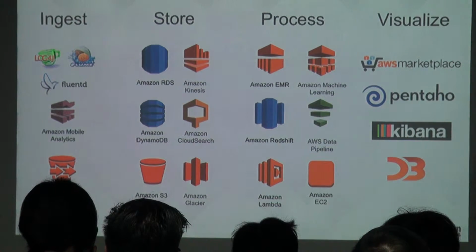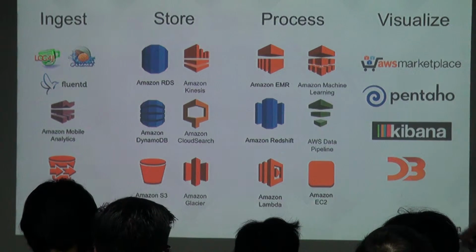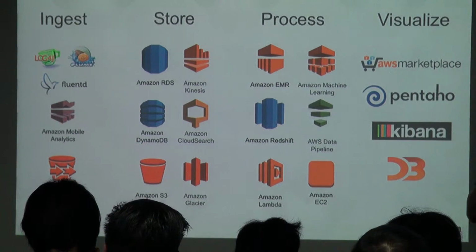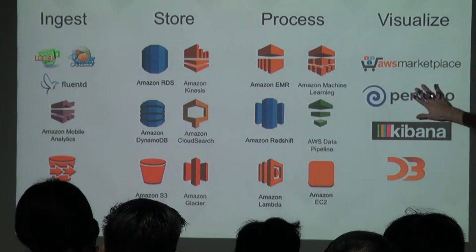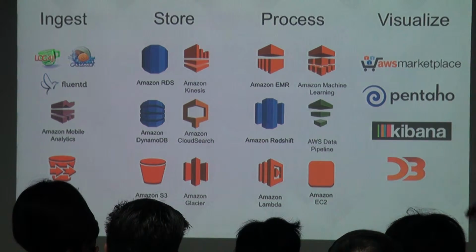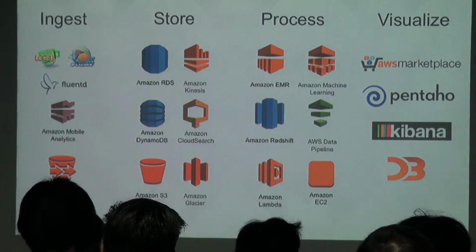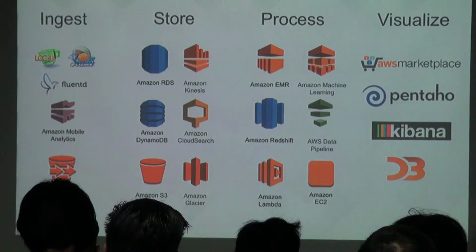And then compute services. So this is if you want to run your own compute, we've got virtual servers, which is EC2. And then we also have a newer service, and I'm going to demonstrate that one later, which is called Lambda, which is an event-driven compute service. And then after that, you can visualize your information. Here I just showed open source tools like Pentaho, Kibana, D3, but there are tons of tools out there.